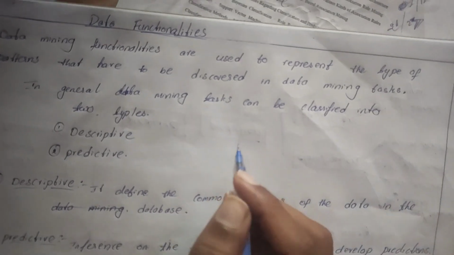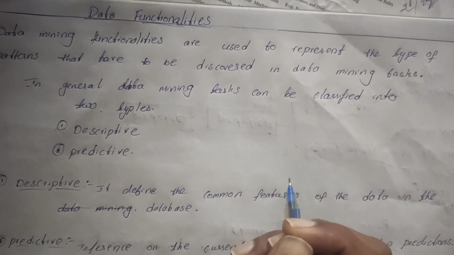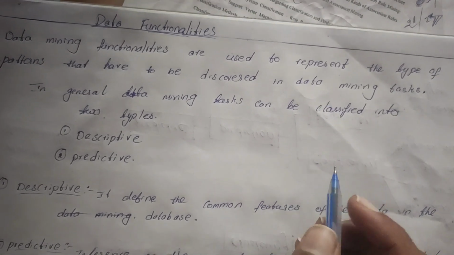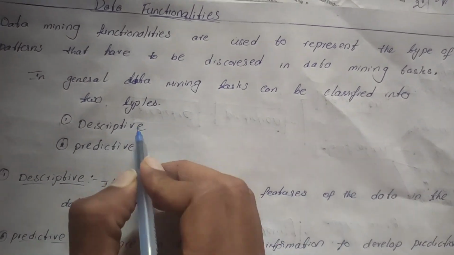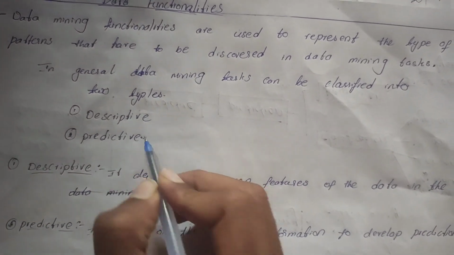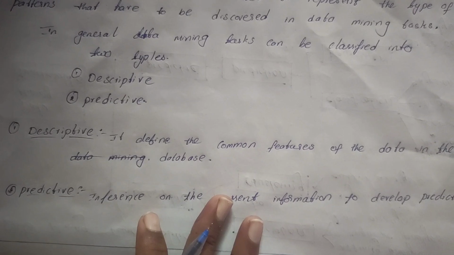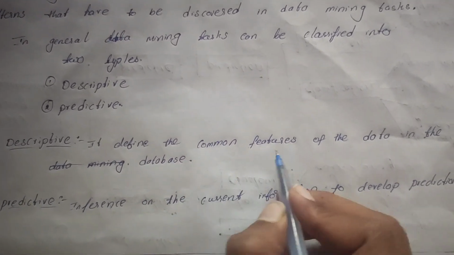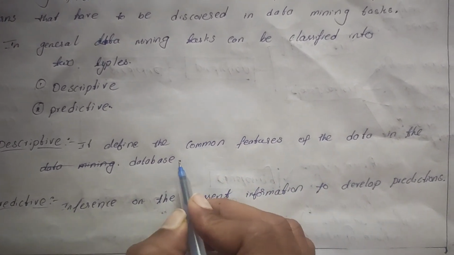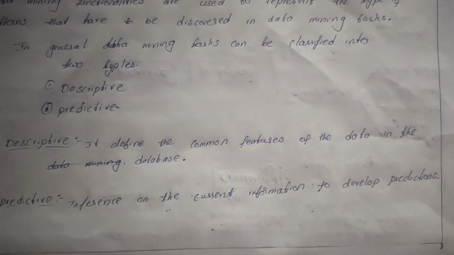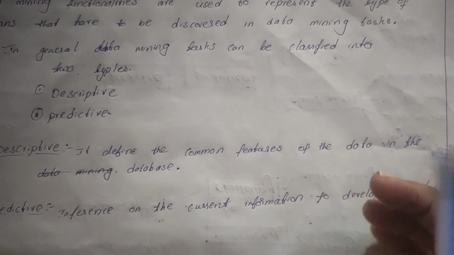There are two types of tasks in data mining. They are classified into two types: descriptive and predictive. Descriptive means it defines the common features of the data in a database.